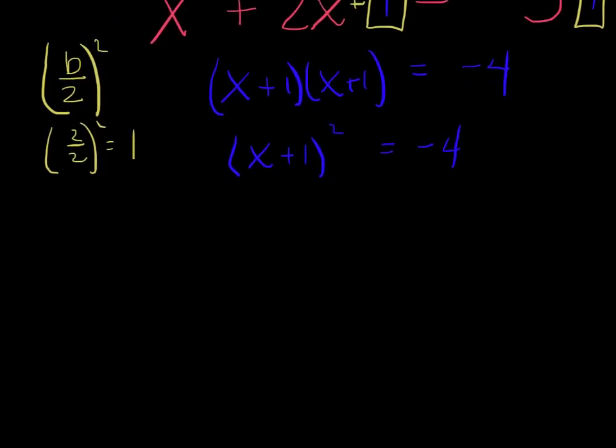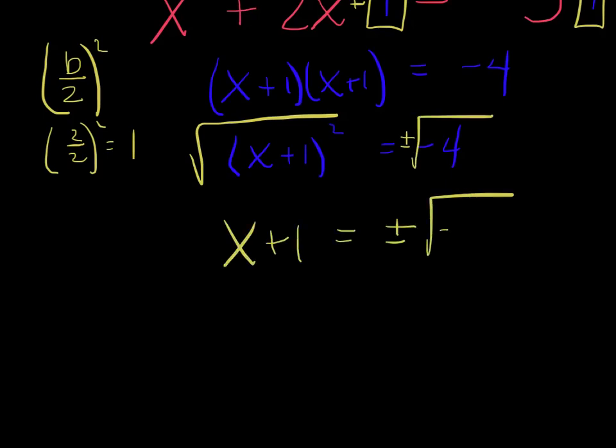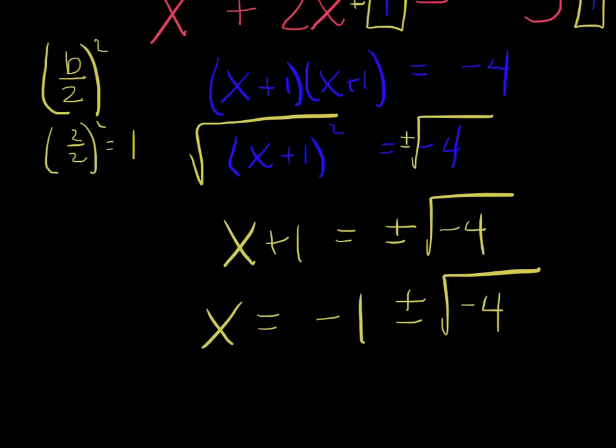Just going to take the square root of both sides. Don't forget the plus minus. So x plus 1 equals plus or minus the square root of negative 4. And then I'm going to subtract my 1, keep it on the left-hand side of the plus minus, and we're almost done. Lastly, I'll just say to myself, do I know if I can simplify this?